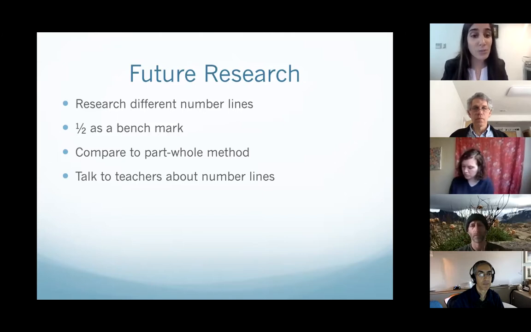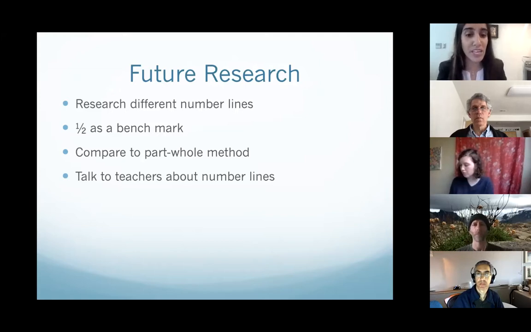And then this last one, at some point, I'm actually really hoping to do some work on this, and I would love to collaborate with someone on this type of topic because I think it's really interesting: to maybe talk to teachers about number lines and what they know about them and how they think it helps students understand fractions, and to see their perspective on that as well. So that's something that I would love to do in the future.